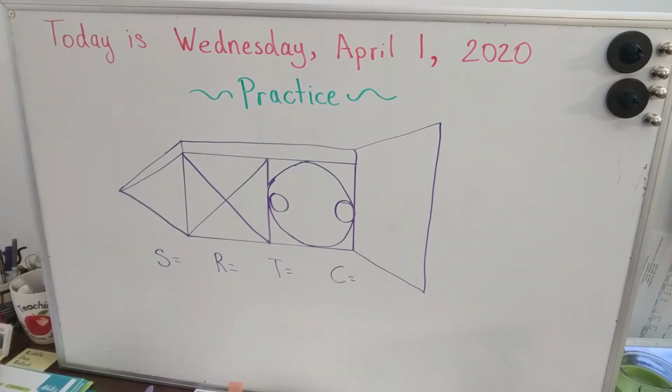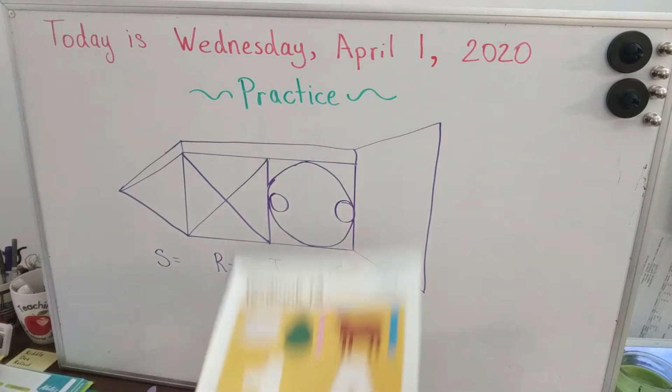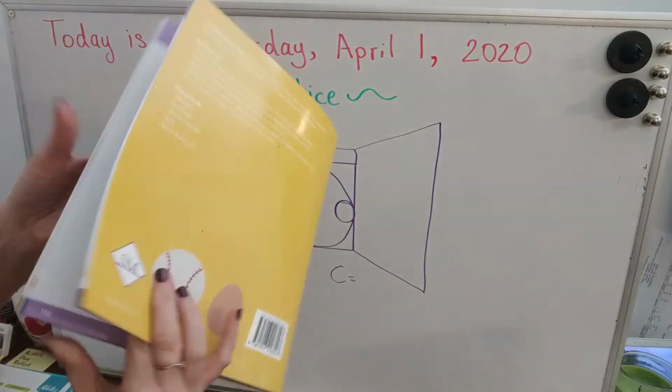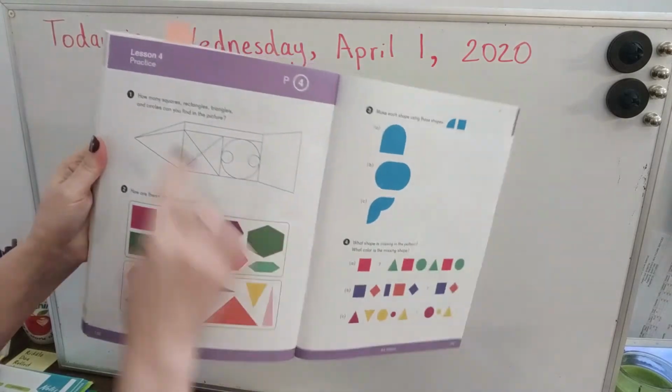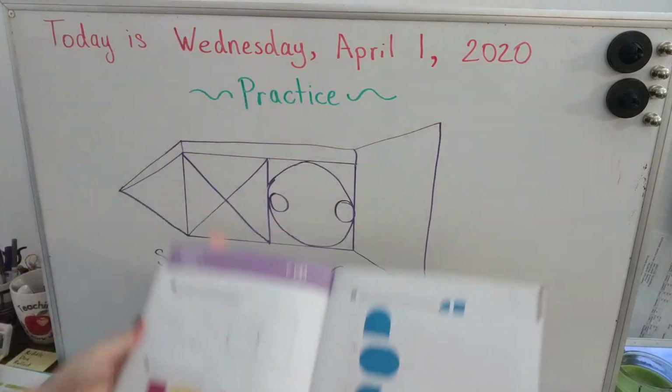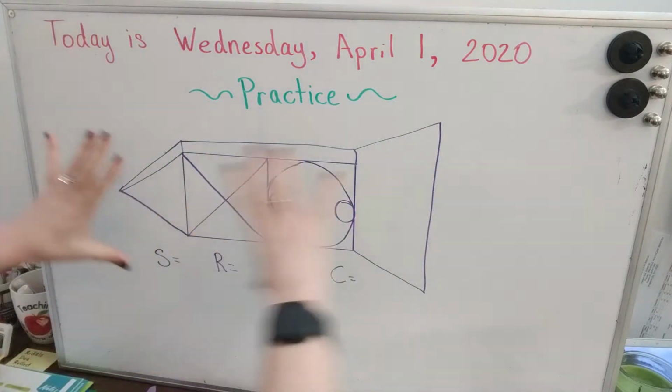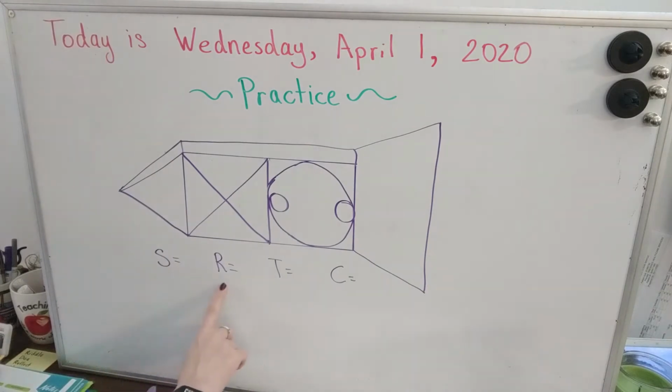And for our math lesson today, we are just going to practice everything we've learned about shapes thus far. So let's open to your textbook and open to lesson 4, which is our practice page. We're going to start by looking at this shape. And inside of this shape, we are looking for squares, rectangles, triangles, and circles. I just put down the first letter of each shape to represent the shapes.